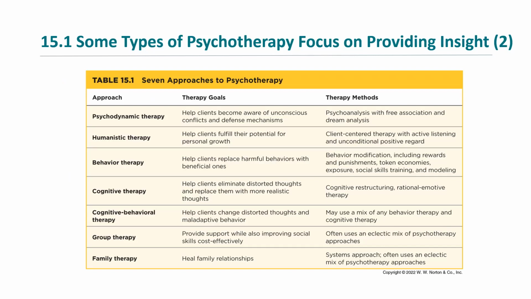There are over 400 or 500 so-called brands of psychotherapy, but we will just concentrate on the 7 main approaches to psychotherapy shown in this chart from page 595 of the textbook. In this learning objective, we'll cover the first 5: psychodynamic therapy, humanistic therapy, behavior therapy, cognitive therapy, and cognitive behavioral therapy. Make sure you know what these last 2 are.